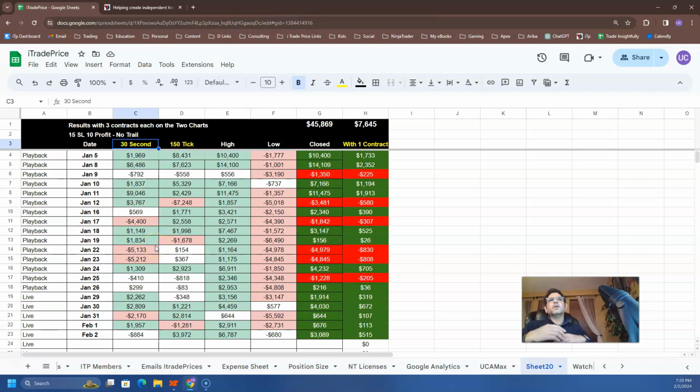So there is no moving the stop loss to break even or anything like that. It just stays static, both the profit and the stop loss. This is the split each day between what the bot did for that day. You have the high and then the low of that day, and then where you close the day at 4 p.m. Eastern: 10,400, 14,109, negative 1350. Had you done it with one contract on each, this would have been your profit and loss.